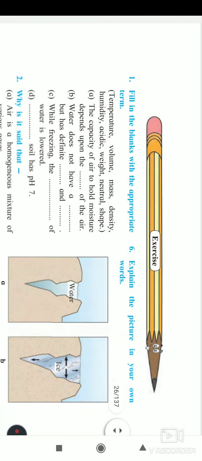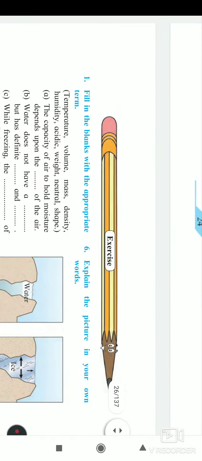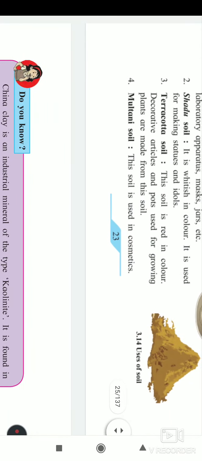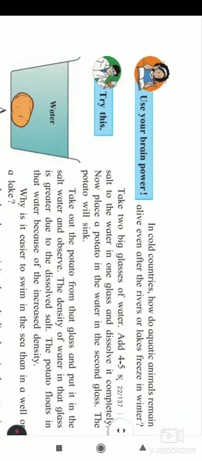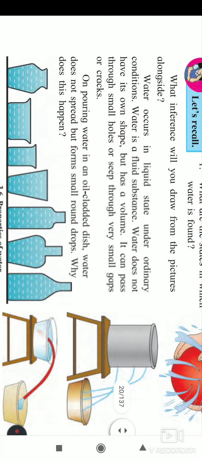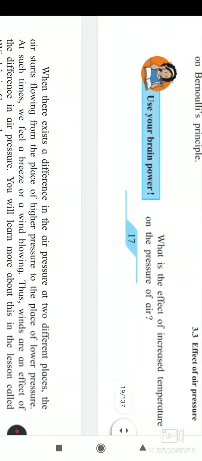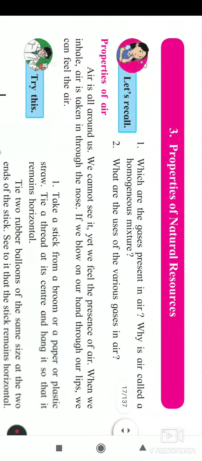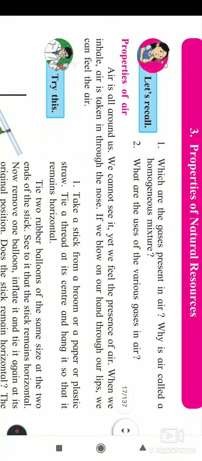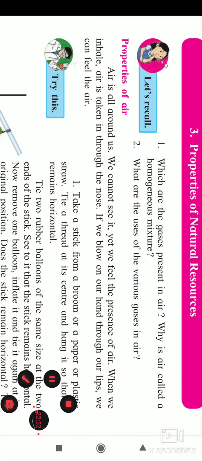So that is about this lesson, and today we have finished it. All of you read the lesson, learn the definitions from it, and complete its exercise activities as I told you to do at home. I also showed you videos of some activities, so all of you understand this lesson very clearly, and it is important. Today we have finished the third lesson, properties of natural resources.